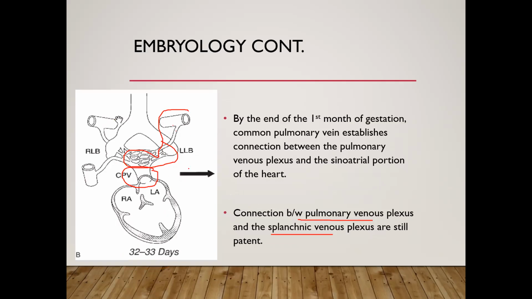Later, around 32 to 33 days, that is by the end of the first month of gestation, this common pulmonary vein establishes connections between the pulmonary venous plexus and the sinoatrial portion of the heart. Connections between the pulmonary venous plexus and the splanchnic plexus are still present. This is the splanchnic plexus, denoted as S. These are the pulmonary venous plexus. This is the common pulmonary vein, which has been evaginated from the posterior surface of the left atrium, to the left of the developing septum secundum.